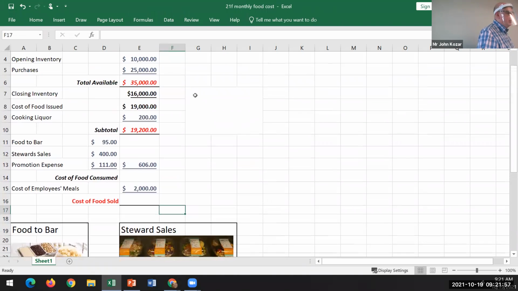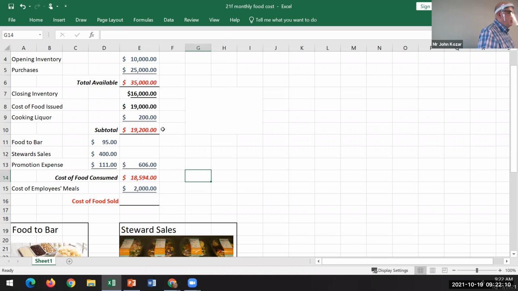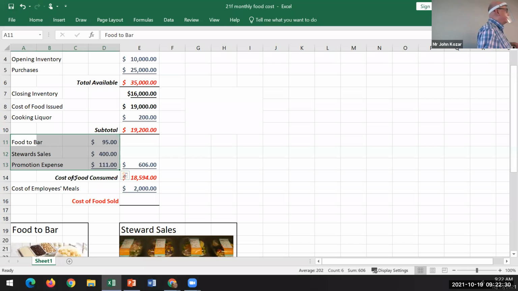So we're not going to include that in our cost of food sold. So we're going to subtract that from the 19,200. All three of these add up to the $606. So the food that went to the bar, the steward sales, and the promotion expense all get subtracted from the cost of food sold.